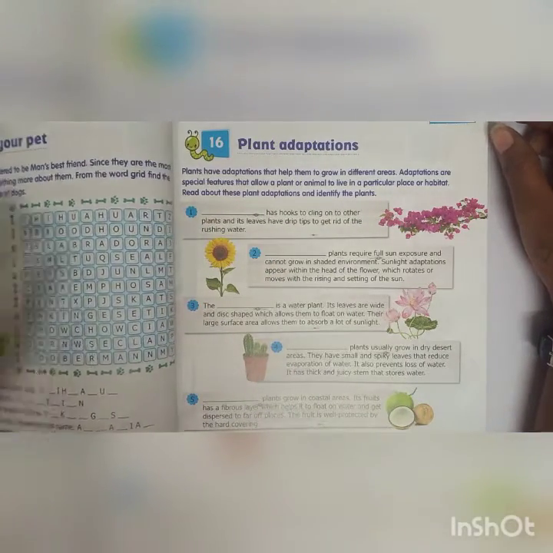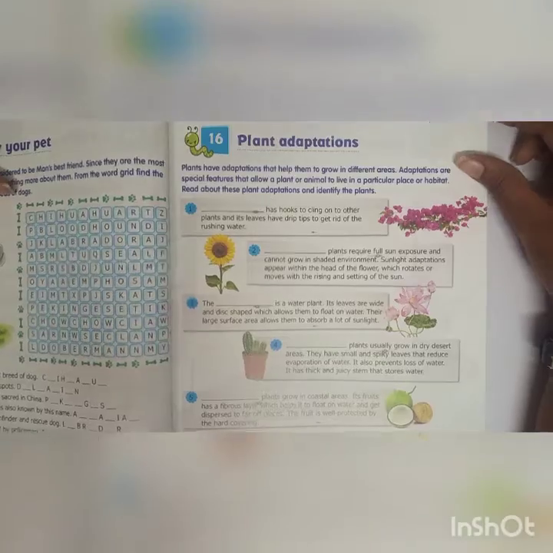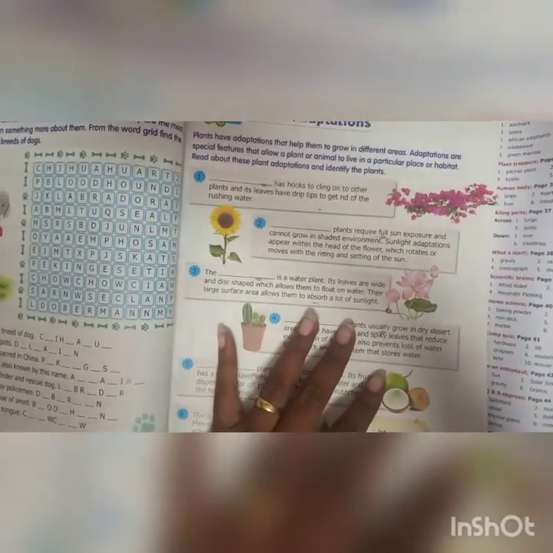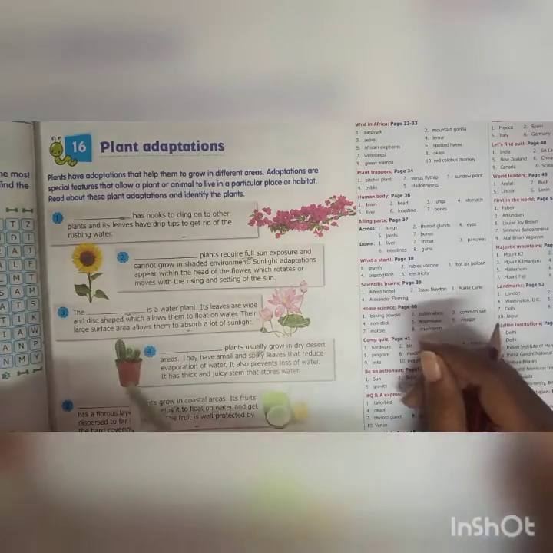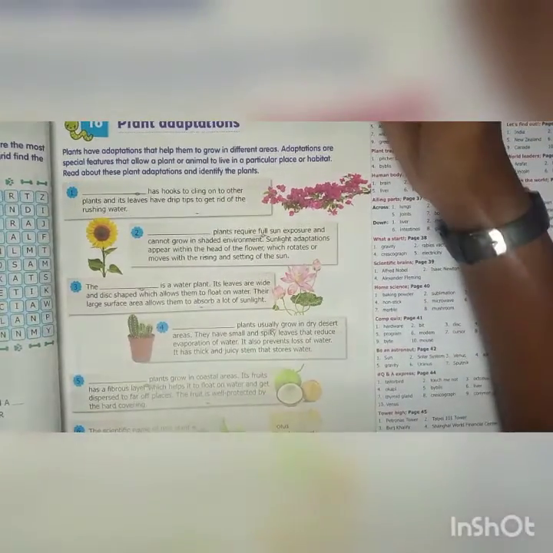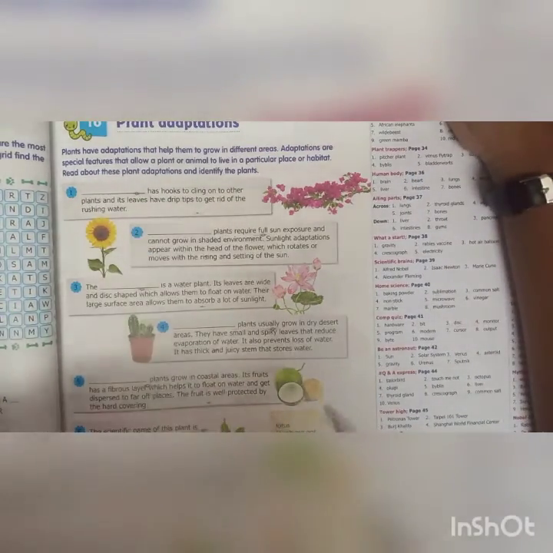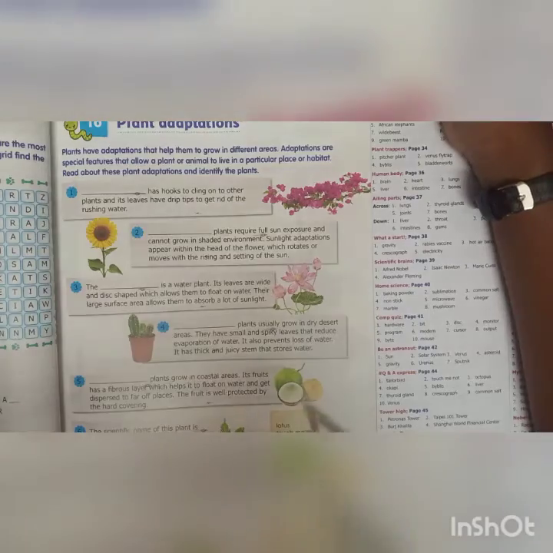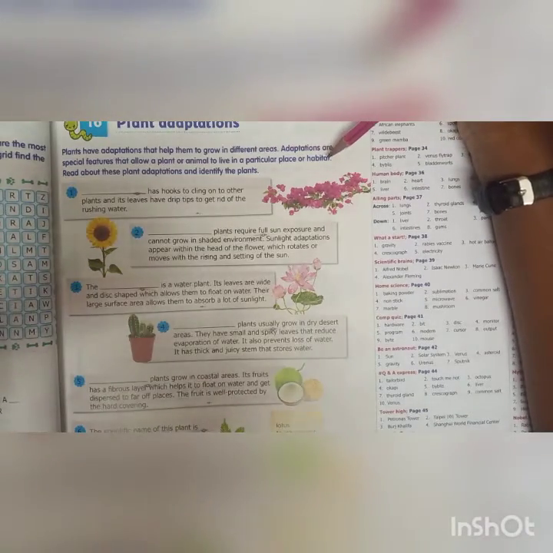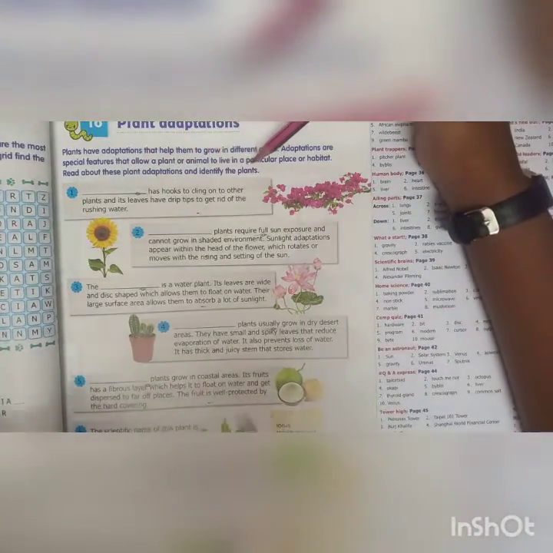So today we'll be learning chapter 16, plant adaptations. Plants have adaptations that help them to grow in different areas. Adaptations are special features that allow a plant or animal to live in a particular place or habitat. Read about these plant adaptations and identify the plants.